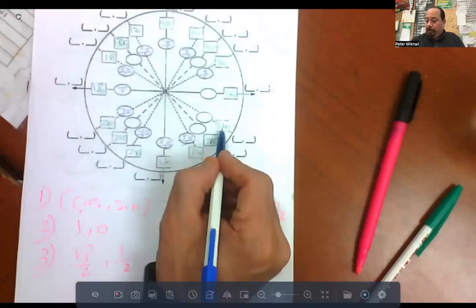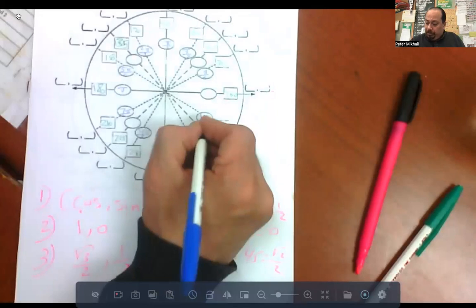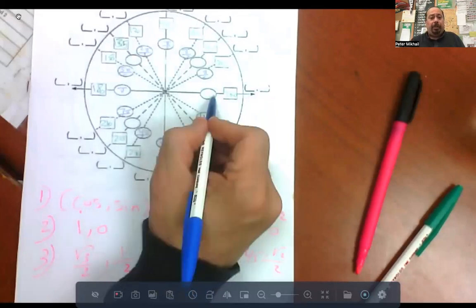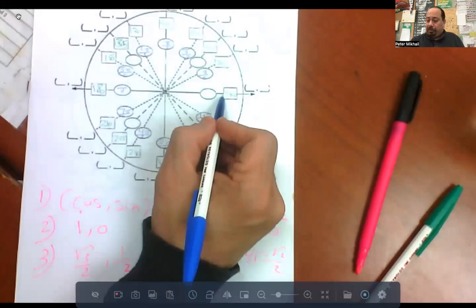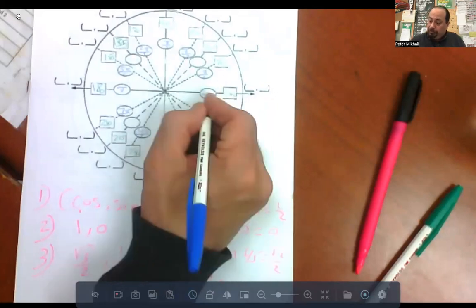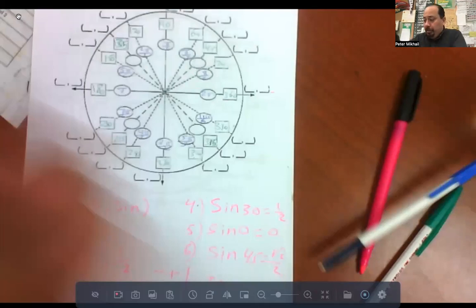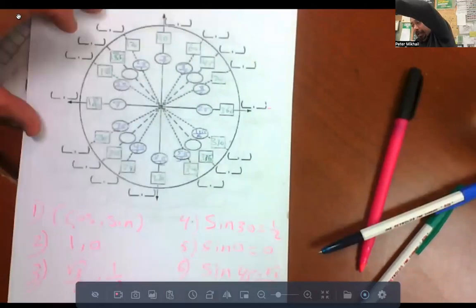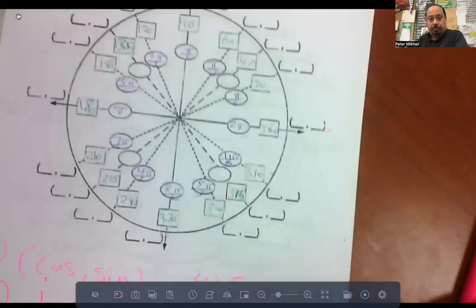33 divided by 3 gives you 11. That's 11 over 6. And 36 divided by 3 gives you 12. 12 over 6 is 2 pi. Ready? Now let's apply these 7 rules in the unit circle.